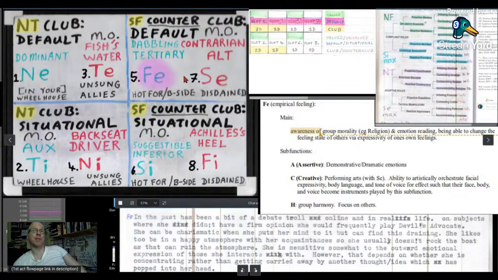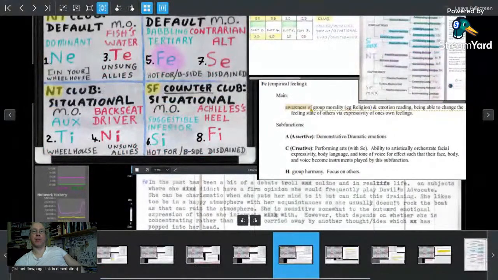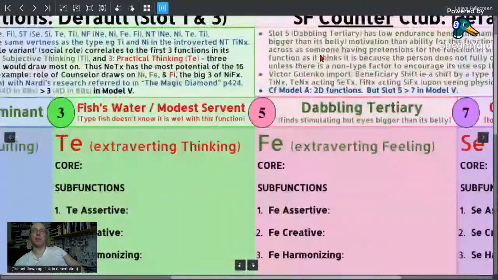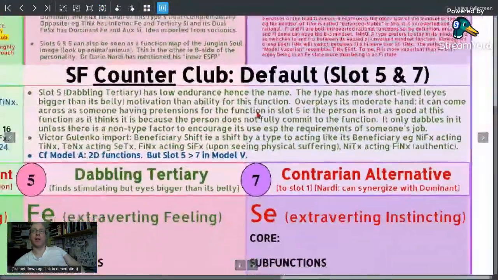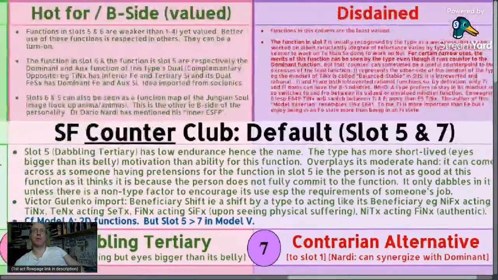So, ENTPs do well with an ISFJ, complementary opposites rather than conflicting opposites, which would be ENTP and ISFP. Right, yeah. Dabbling tertiary. ENTP tends to use this dabbling. Whilst I talk about that, I'm just going to put it on screen. Again, you can see there about the dabbling. I'll put it there.